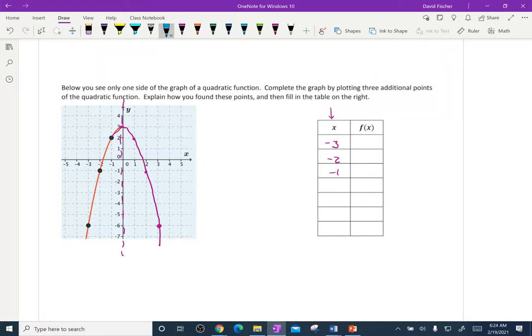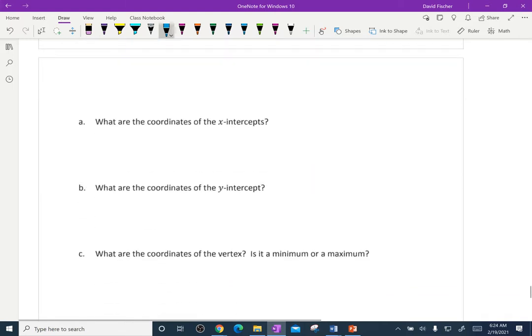And so all you had to do is fill in the table here. At -3, it was a -6, I believe. -2 was -1. And then it was a 2. 0, 3 was my vertex. I like to put a box around my vertex when I do that. And then we had a 1, 2. And then we had a 2, -1. And then a 3, -6. So that table would help if you had it in that order.